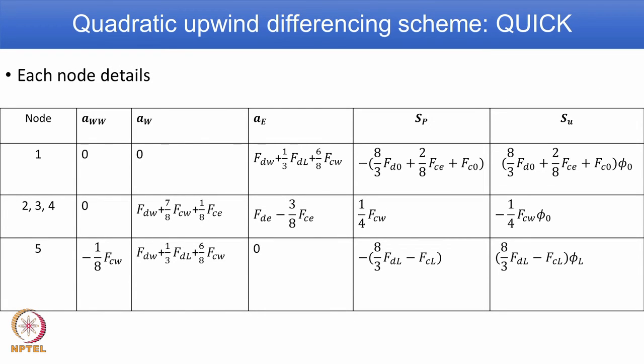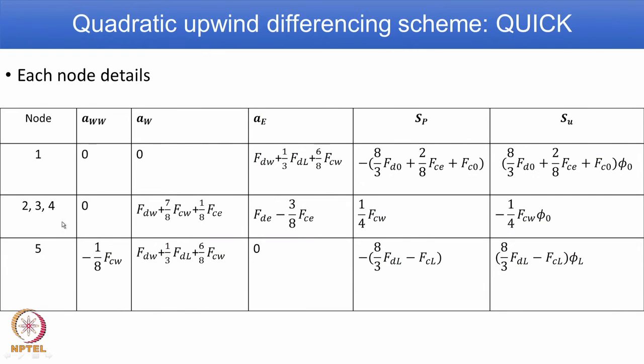Now we apply this generic formula for each node separately. As we mentioned while describing the problem figure, node 1 and node 5 are near-boundary nodes. Internal nodes are 2, 3, 4. So nodes 2, 3, 4 will have the same expression, and that is what is shown here in this table. Then you evaluate, and you get this.